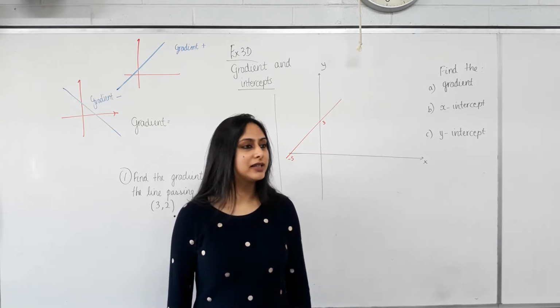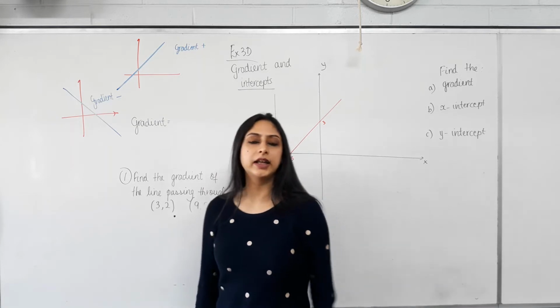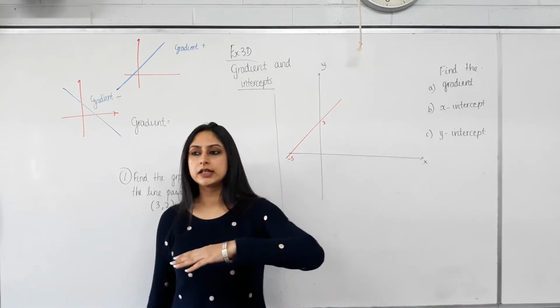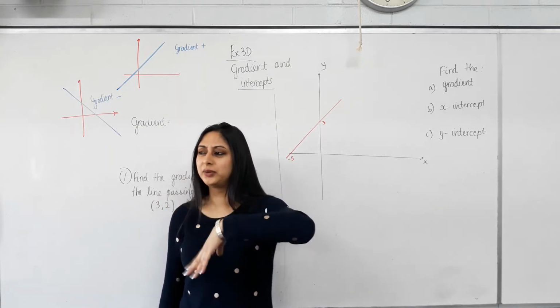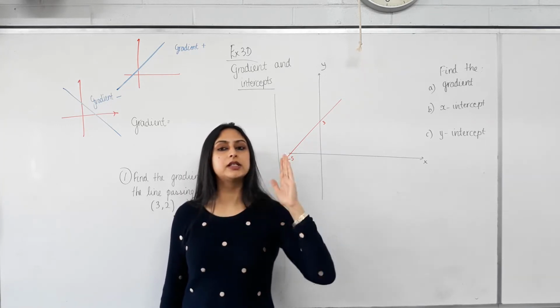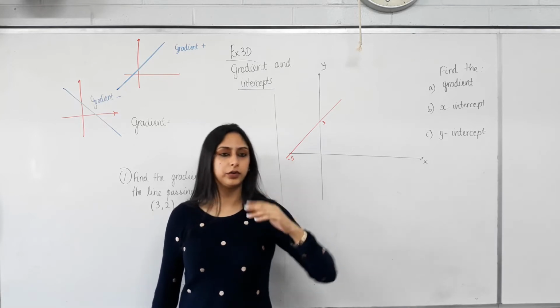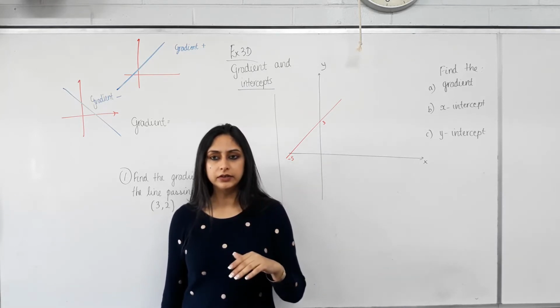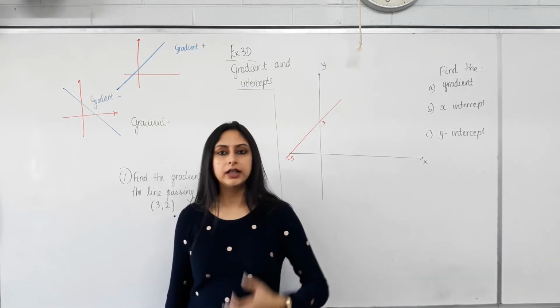Okay, back to maths. Now, how do we calculate it? So I've told you what gradient is. It's a measure of steepness of a line, and the sign tells us whether it's a rising line or a falling line, left to right. Is that bit clear? Now, how do we calculate it? The actual measure.